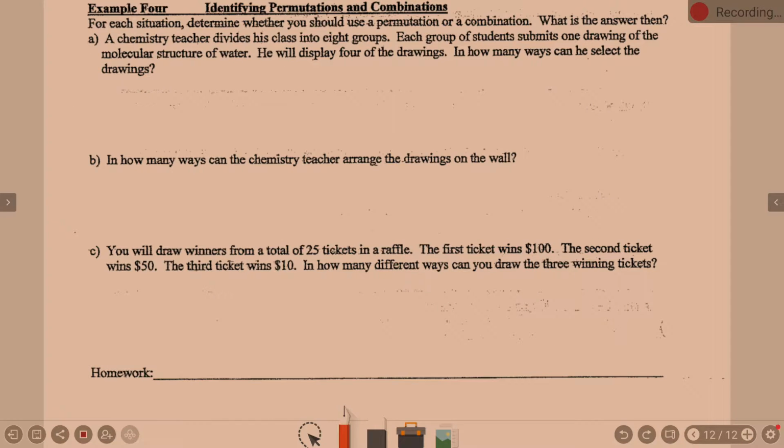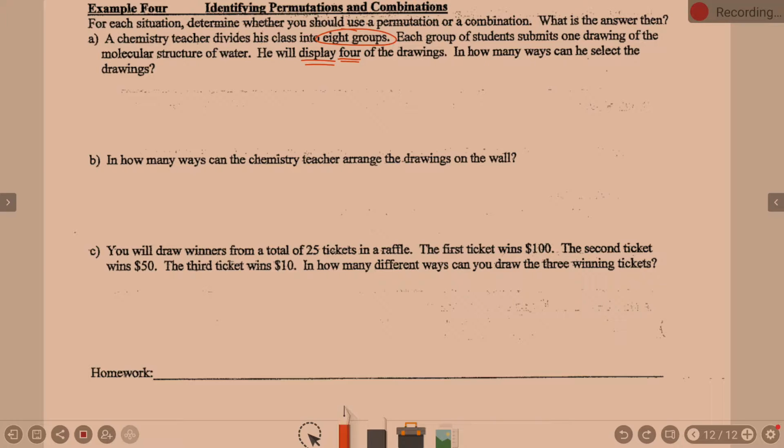Okay, a chemistry teacher divides his class into 8 groups. Each group of students submits one drawing of the molecular structure of water. He will display 4 of the drawings. 8 groups, going to display 4. In how many ways can he select the drawings? So, you need to stop and ask yourself, does order matter and it's a permutation, or order does not matter and it's a combination?